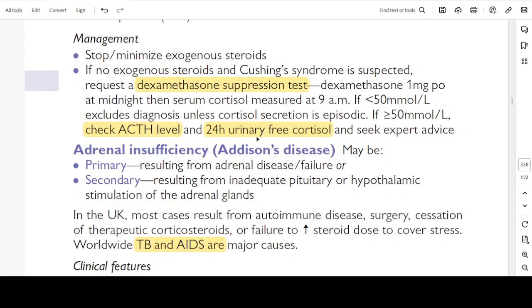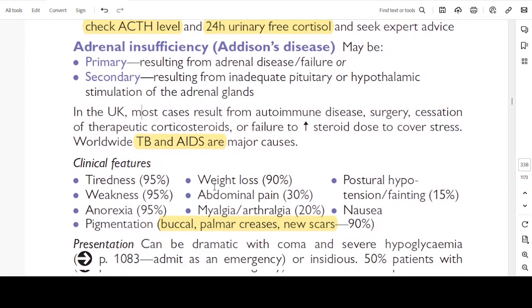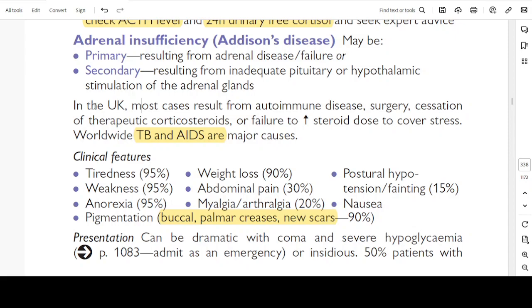Adrenal insufficiency. Addison's disease may be primary, resulting from adrenal disease or failure, or secondary, resulting from inadequate pituitary or hypothalamic stimulation of the adrenal glands. In the UK, most cases result from autoimmune disease, surgery, cessation of therapeutic corticosteroids, or failure to increase steroid dose to cover stress. Worldwide, the causes are TB and AIDS.